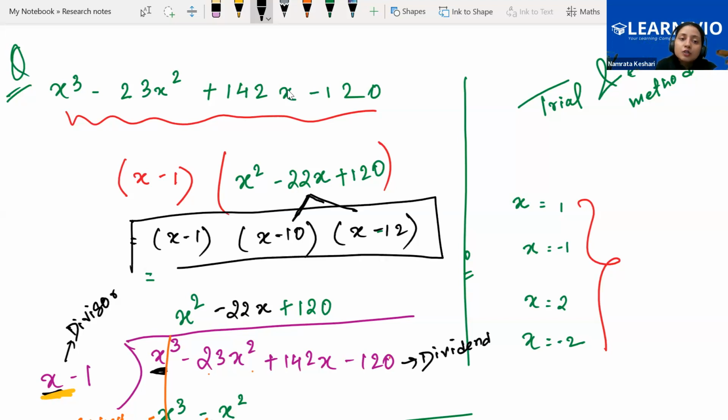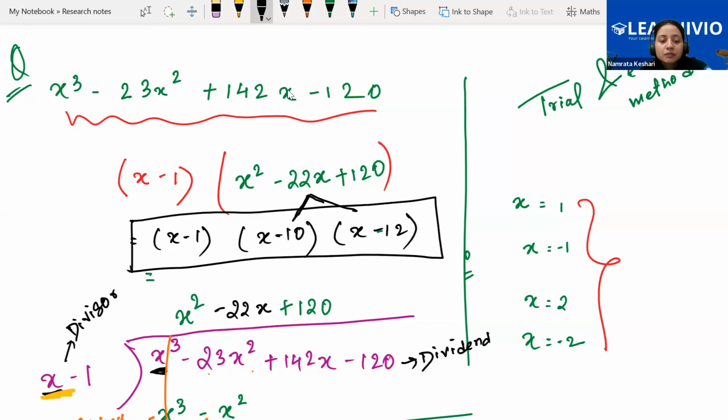The cubic polynomial which we were having, x cube minus 23x square plus 142x minus 120, its factorized form is this rectangular box. And to reach this result, we applied all this effort. This is the only way to get it. Let me summarize what we did.